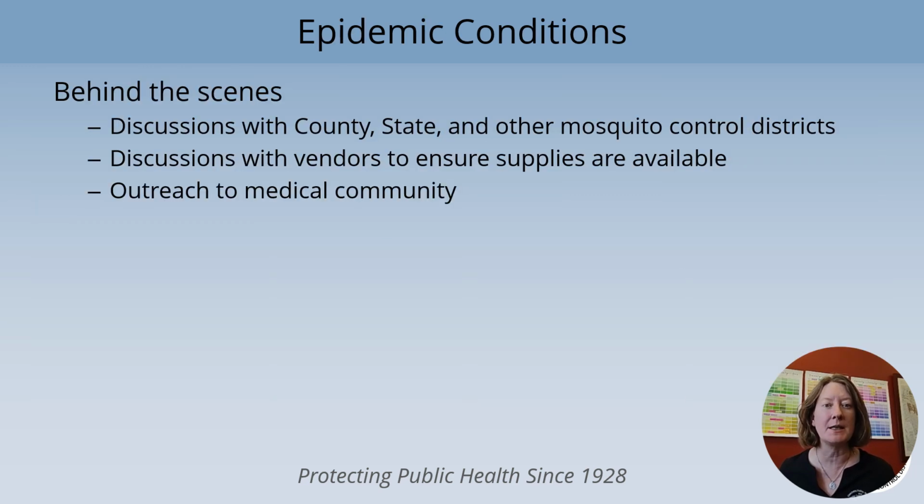When we do reach epidemic conditions, the work of normal season and emergency planning continues. Often the trapping, treatments, and outreach is pushed to its highest levels, and priorities are reconfirmed by discussions of the department leaders. Behind the scenes, the district managers will also be having discussions with county, state, and other mosquito control districts to coordinate efforts. We have ongoing discussions with our vendors to ensure that supplies can be replenished. We partner with the county to ensure that the medical community, that is, our doctors, nurses, nurse practitioners, and others, recognize the symptoms of these viruses so that patients can be tested quickly.